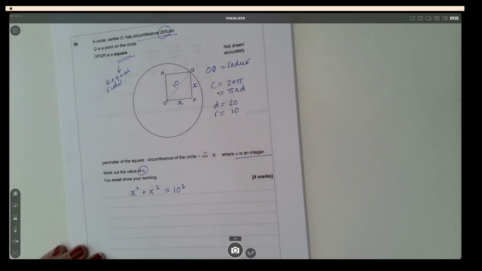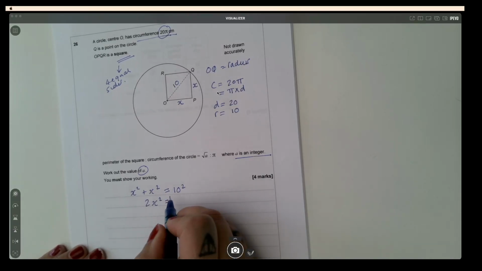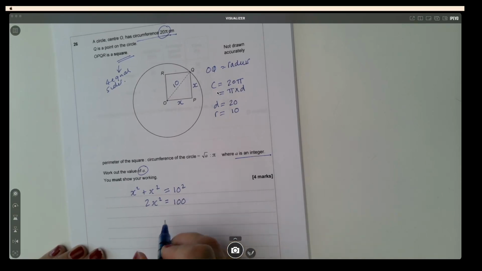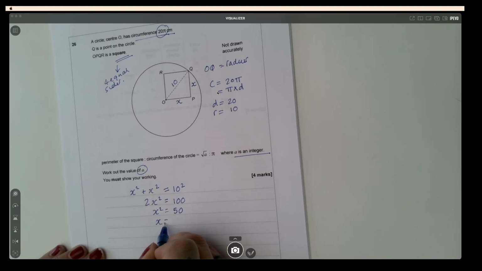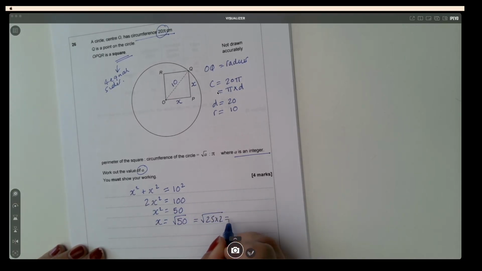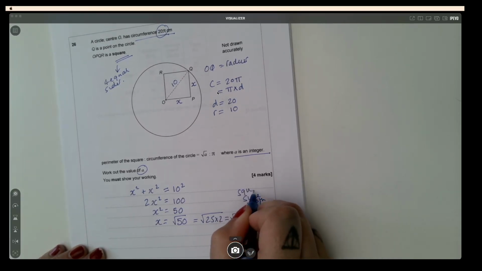So we're forming an equation right now. So X squared plus X squared is 2X squared. 10 squared is 100. So X squared is equal to 50. So X is equal to the square root of 50. Now I'm going to simplify the square root of 50. So that can be 25 times 2, which is root 25 root 2, which is 5 root 2. So this is now the side length for the square.